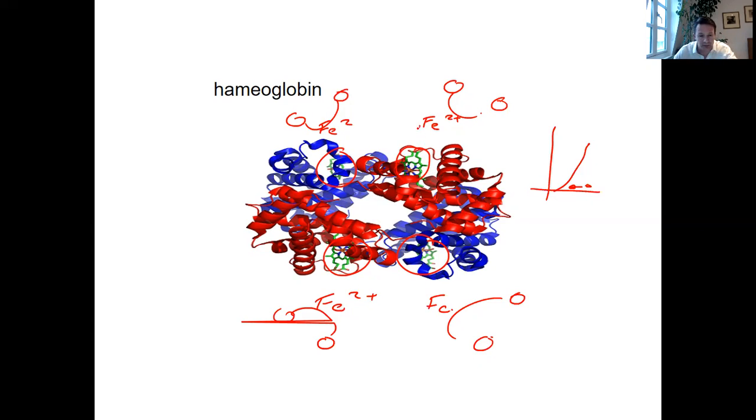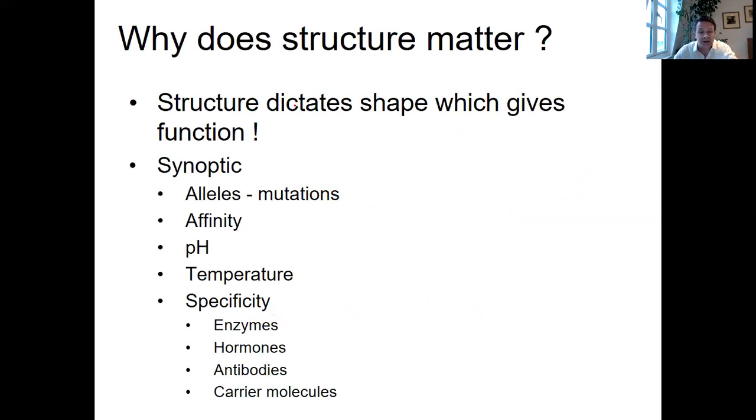Okay, we'll plow on. Right, so why does structure matter? The structure dictates the shape, and the shape gives the function. Now, when you're looking at protein structure for AS, you really need to know all of the stuff: primary, secondary, tertiary, quaternary. But the way you need to apply it at A2 is very much in a synoptic manner, thinking about what things are caused by protein variations and differences in the primary structure. So I made a quick think through synoptic stuff.